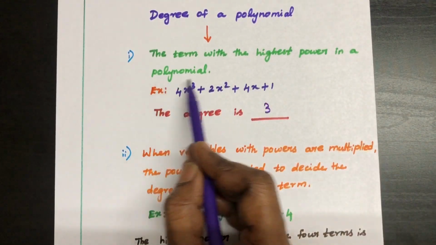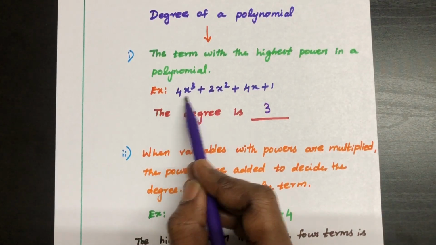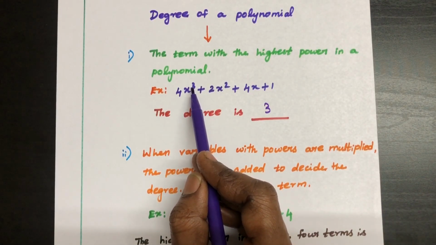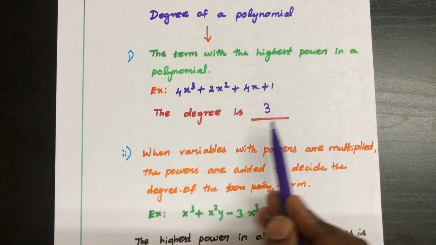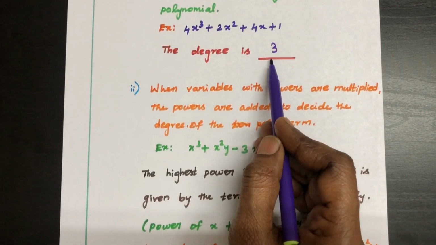Highest power in a polynomial, highest degree in a polynomial. This is the term with the highest power. The power here is 3. So, the degree is 3 here.